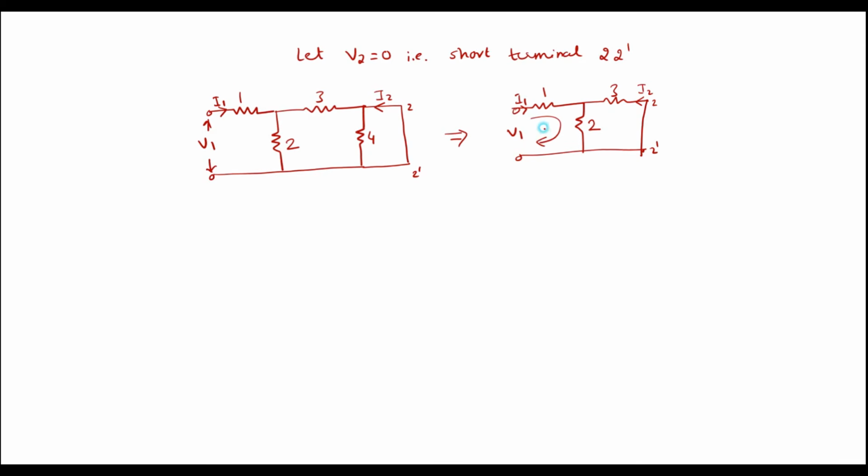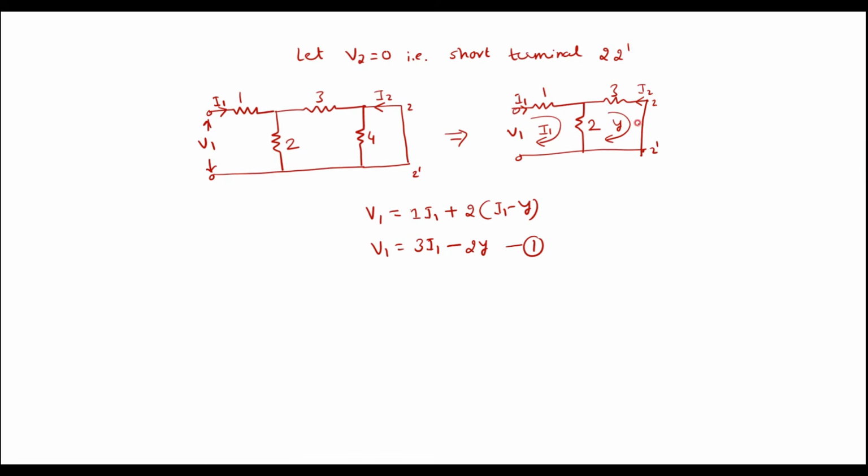So the current in this loop is I1. Let me assume the current in this loop is say Y. Let me apply KVL to the first loop. I can write V1 is equal to 1 I1 plus 2 into (I1 minus Y), or I can write V1 is equal to 3 I1 minus 2Y. Let me call it equation 1.